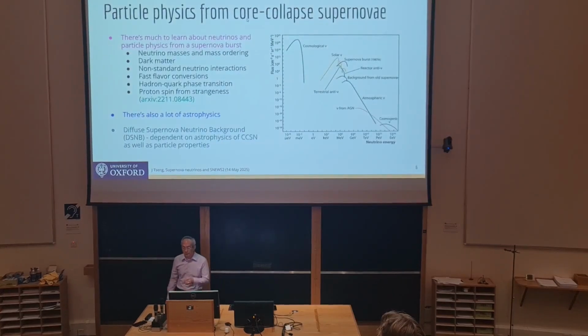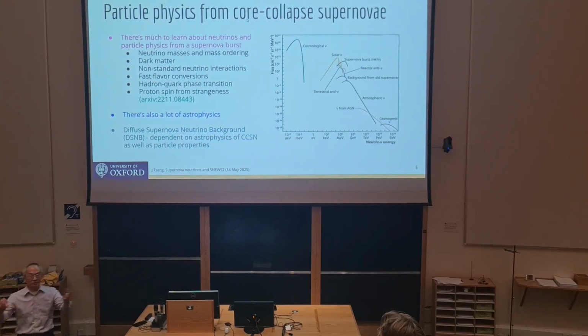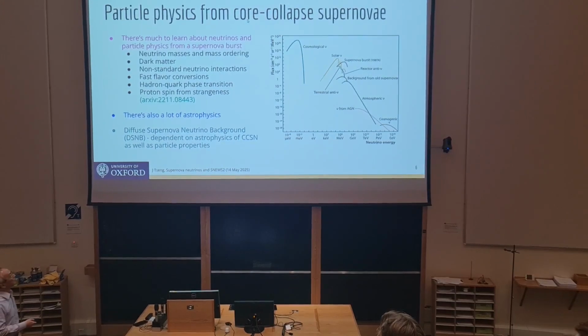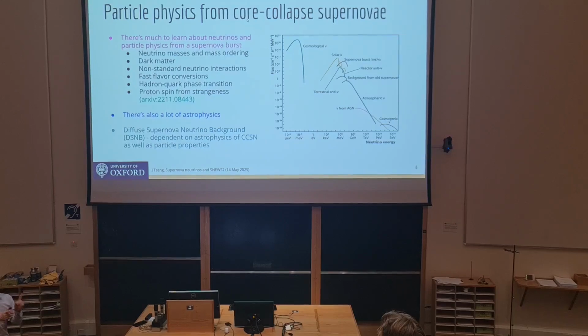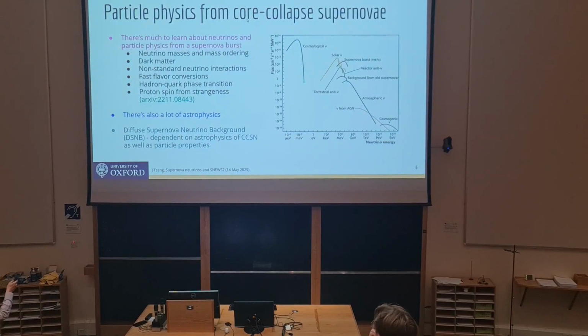Now, what can we learn from core collapse supernovas? It's not just that we're going to sit around waiting for a neutrino burst. We also want to learn things from it. This slide is an extremely biased slide, I'll have to say, because I'm saying there's a lot that we can learn for particle physics from the supernova burst, such as neutrino masses and mass ordering.